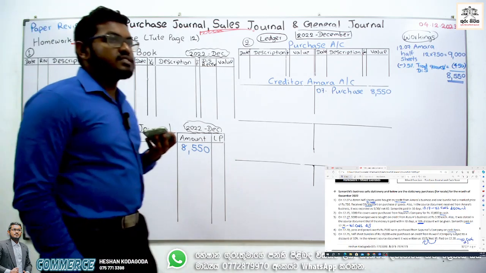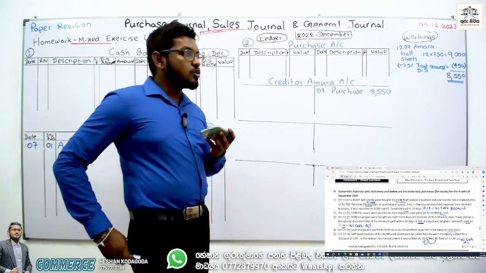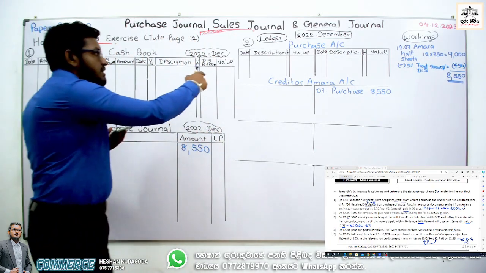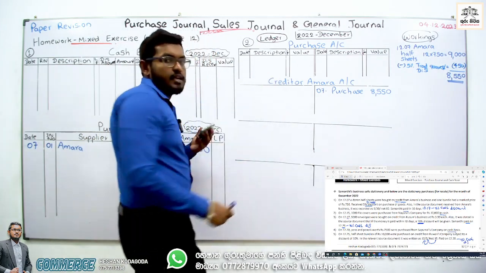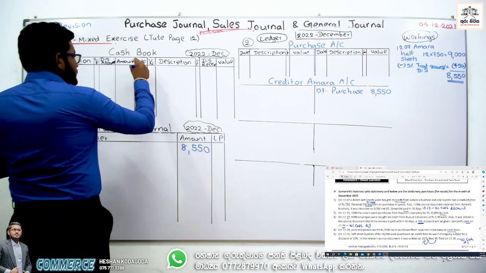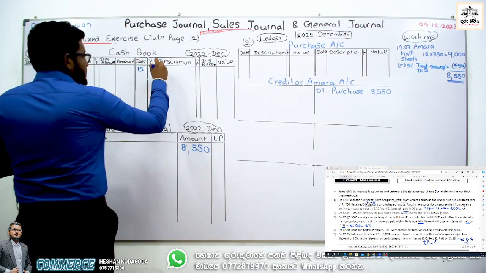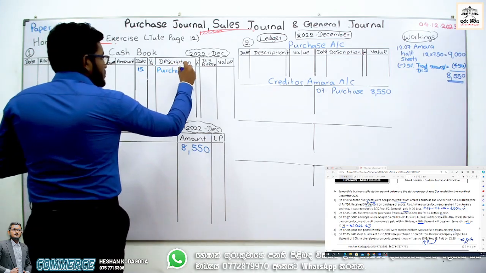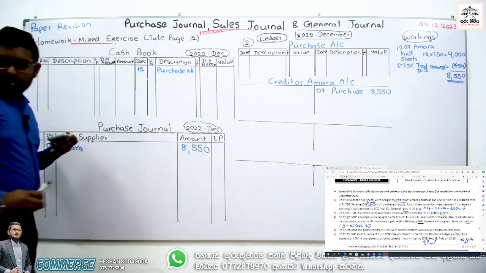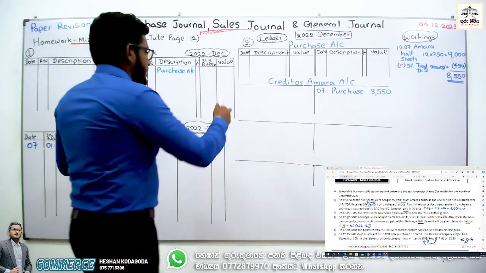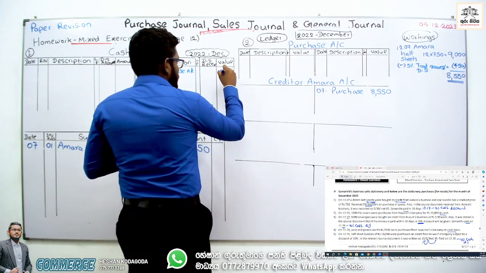Cash basis purchase, right? Is it clear to you? How to record the cash basis purchase? Cash book credit, purchase account debit, right? On December 15, so you can write December 15. Write purchase account. What is the amount? 10,000, right? It's rupees 10,000. You can write 10,000 here in the value column.